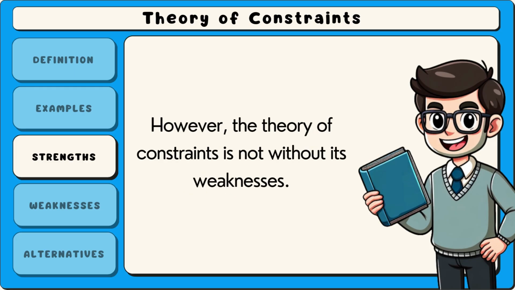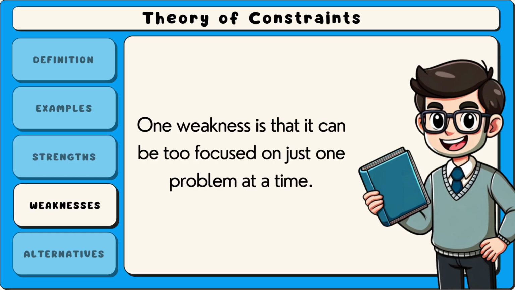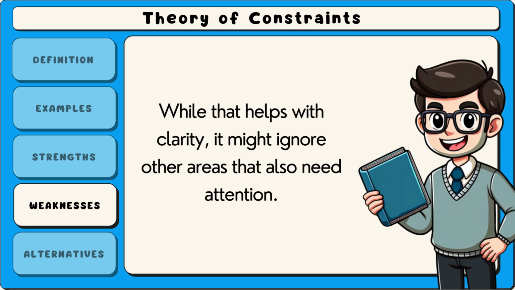However, the theory of constraints is not without its weaknesses. One weakness is that it can be too focused on just one problem at a time. While that helps with clarity, it might ignore other areas that also need attention.